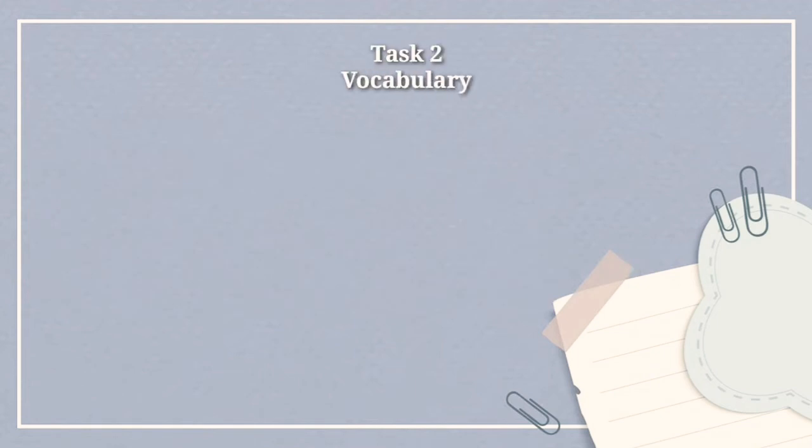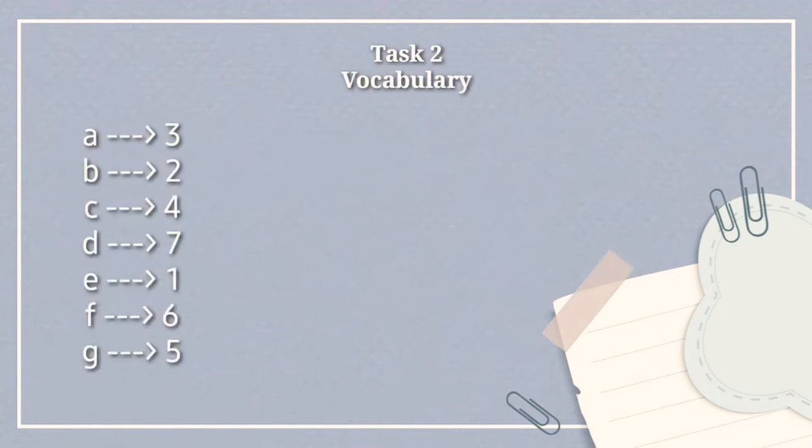Task 2 about vocabulary. A. Can you feel this? 3. Numbness. B. Do you have them on your back too? 2. Spots. C. How was it? 4. Fever. D. When you have an attack, do you feel over? 7. Dizziness. E. Was there any fluidity? 1. Diarrhea. F. Do you still feel sick? 6. Nausea. G. How long has it been this big? 5. Swelling.